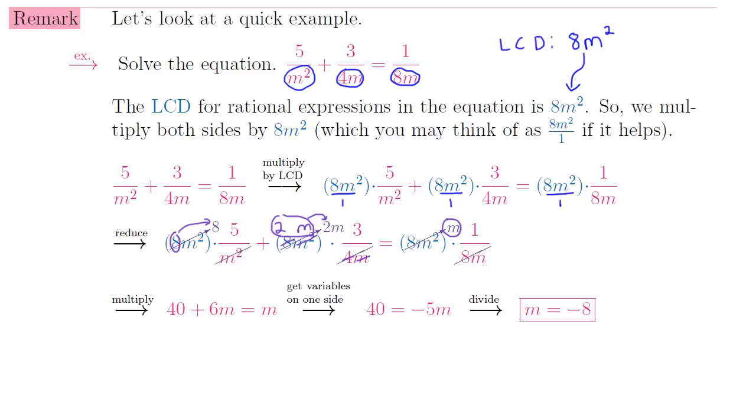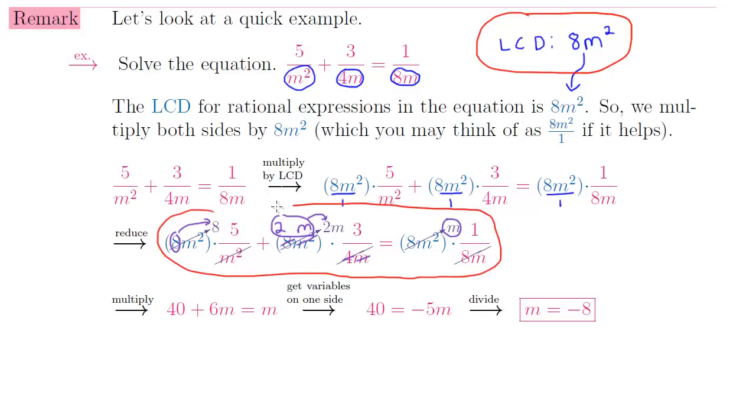So all the work in this example was done in two spots. One, finding the LCD. Okay, you have to be able to identify what the LCD is. And then the second piece of real work we did was actually reducing when we multiplied by the LCD. That's how all these problems are going to work. You're going to figure out what the LCD is, and then you're going to multiply by it so that all your denominators get cleared out.